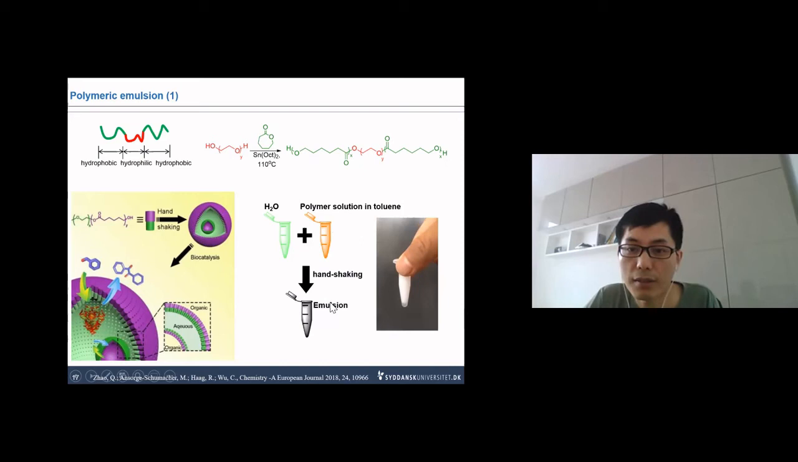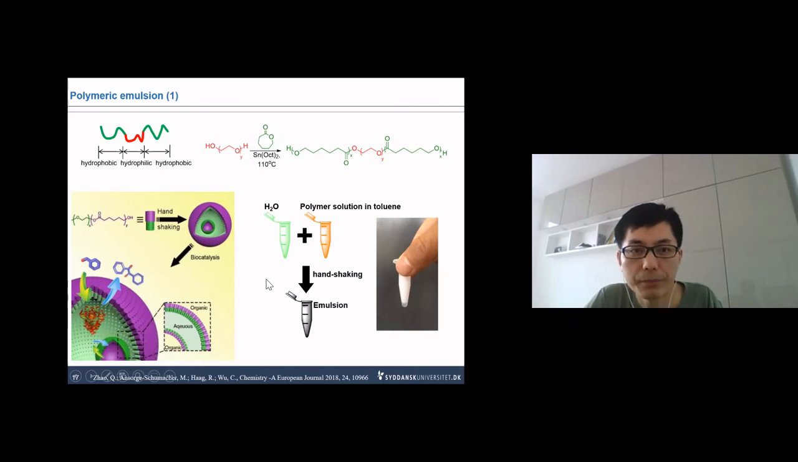Since we have the enzyme in the water, the enzyme will be encapsulated by the polymer outside. If you have your substrate outside, the enzyme has good contact with the substrate, because the enzyme aqueous droplets are small. So you have large surface contact with the outside, and we can do some enzymatic applications.